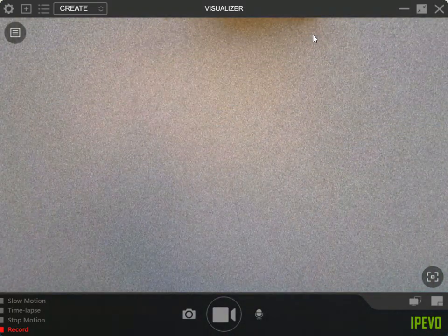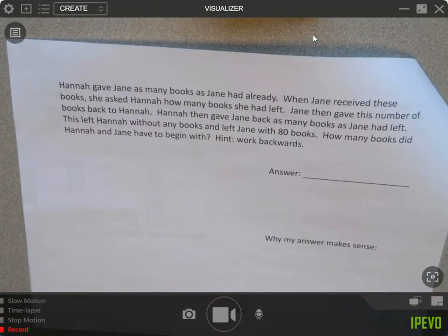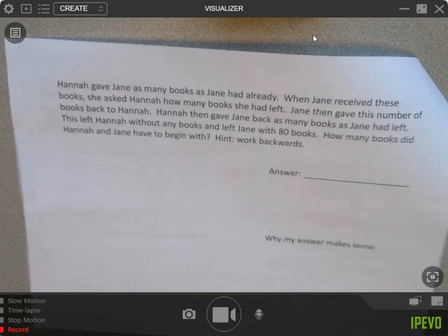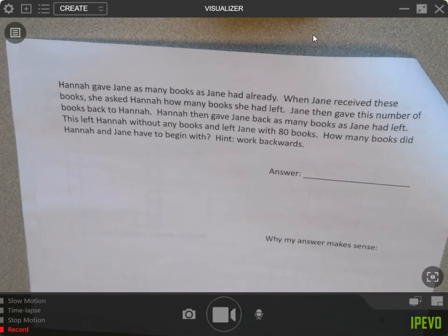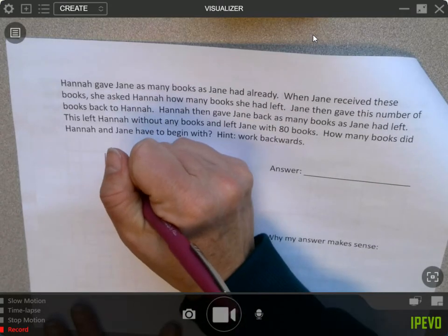Our second page is a little bit more confusing. Hannah gave Jane as many books as Jane had already. When Jane received these books, she asked Hannah how many books she had left. Jane then gave this number of books back to Hannah. Hannah then gave Jane back as many books as Jane had left. This left Hannah without any books and Jane with 80 books.